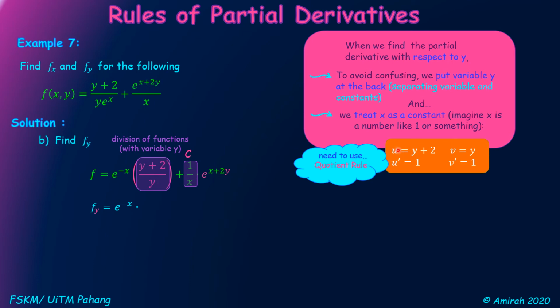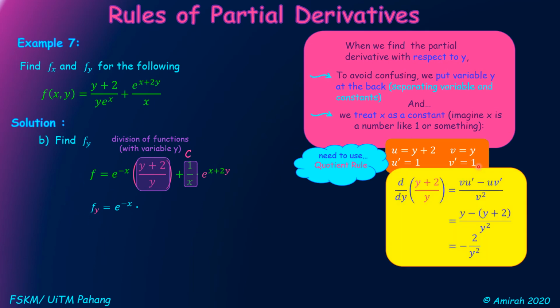After that, we find u prime. We differentiate u with respect to y. So we get 1 here, because when we differentiate y, we have 1. And when we differentiate constant 2, we have plus 0 here, no need to write. And then v equals y, so when we differentiate y with respect to y, it equals 1. After that, we substitute the derivative of y plus 2 over y with respect to y into the quotient rule formula, v u prime minus u v prime over v squared.